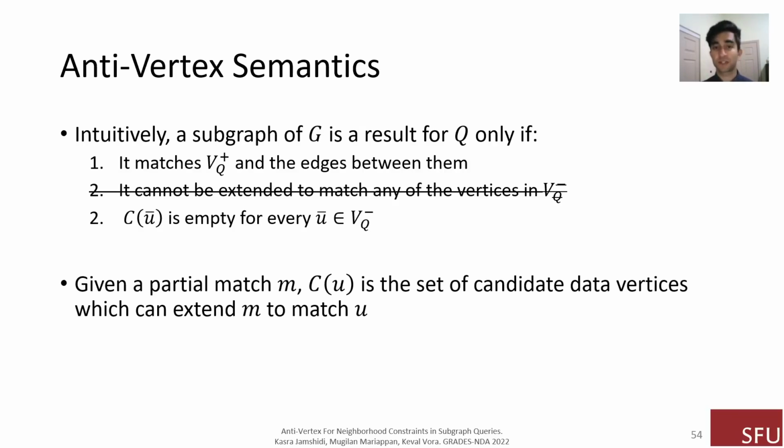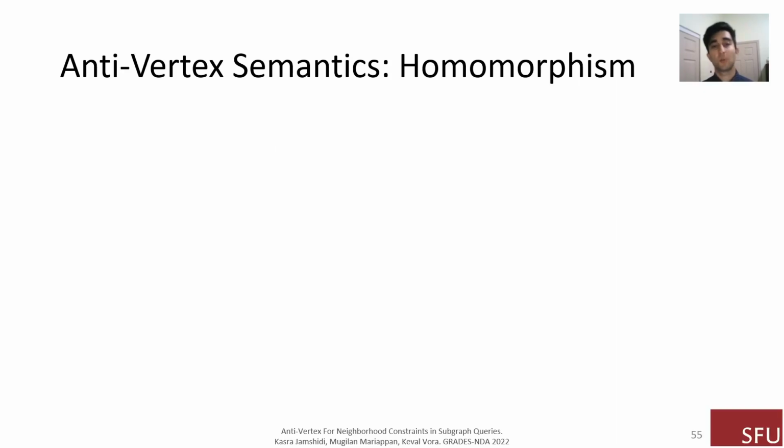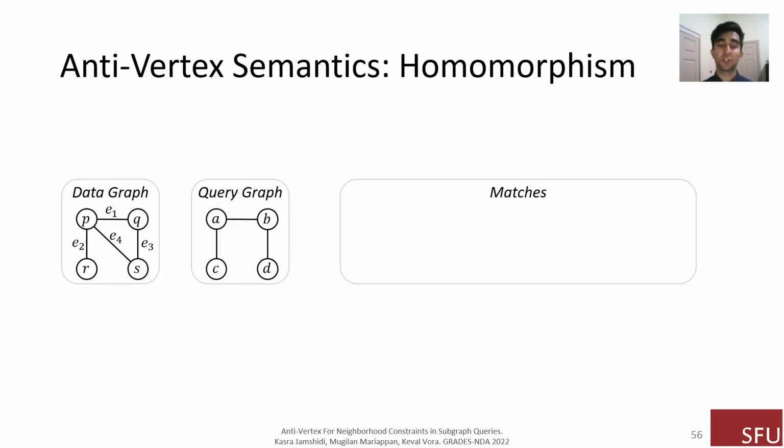The definition of C is going to depend on the underlying matching paradigm, so that's what we're going to look at next. Homomorphism matching semantics are the simplest of the three, and require only that each edge in the query graph has a corresponding edge in the data subgraph. In this example, we can begin by mapping the AB edge to E1, then the AC edge to E2, and finally the BD edge to E3 in order to obtain a match.